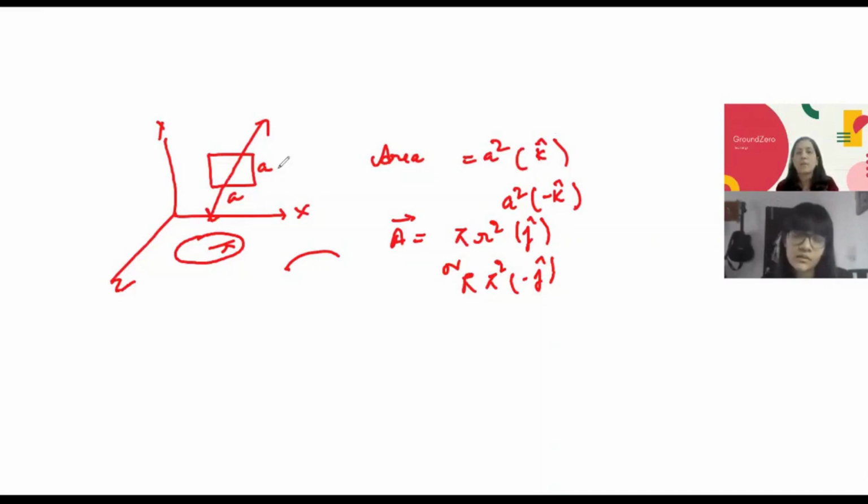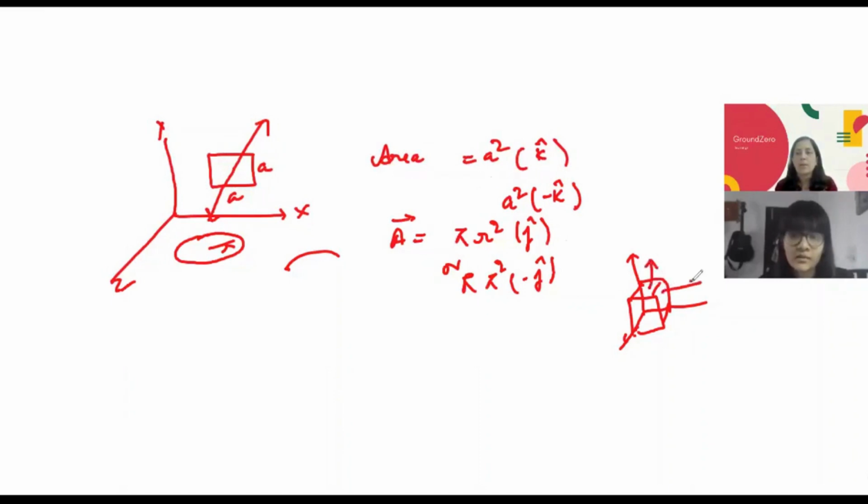Now what happens when we consider a closed surface, that is a 3D surface? Then the area vector is 0. Area vector is 0. Let us suppose I take a cube. So what will be the direction of the area vector? All the area vectors will cancel each other, so 0. I'm talking about the direction. So it will have no direction.